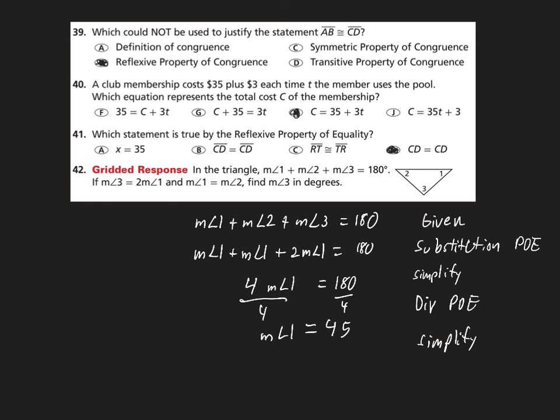But we want to know what the measure of angle 3 is. And so that's going to be twice the measure of angle 1. So the measure of angle 3 is equal to 90 degrees.